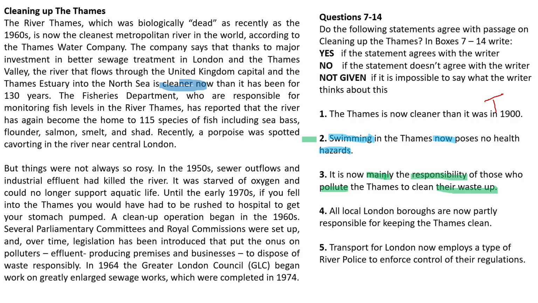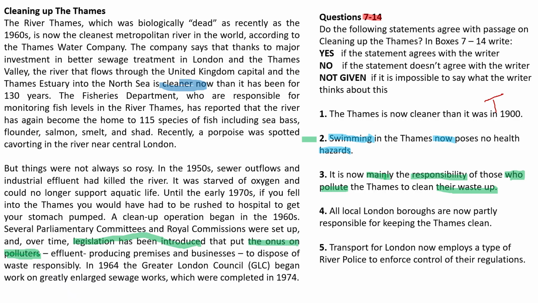Okay, so this is the passage, and this is the title, cleaning up the Thames. Okay, all right. Now here are the instructions. By mistake, it was written 7 to 14 questions, not 7 to 14, it's 1 to 8. Anyway, so these are the instructions again. Yes, it is not written true, false, and not given. Rather, it is written yes, no, and not given. So be careful. Now, here are the questions.